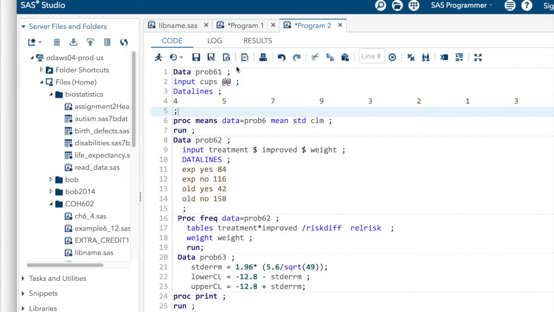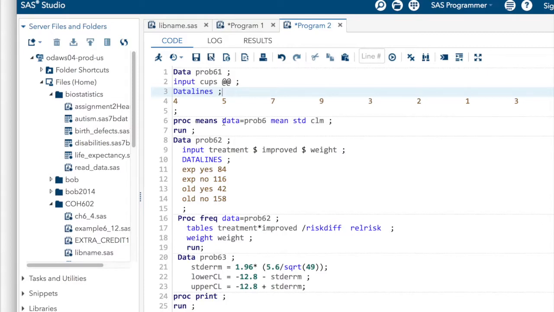So here is the solution to our first problem. I create a data step. Input cups, and this double at sign has SAS stay on the same line while it's reading in data. Data lines, semicolon, lets it know that data is coming up. And this is just showing you can have as many spaces as you want in between your bits of data. So I've got 4 or 5, all right. So there's all the data, and a semicolon to signify the end of the data.